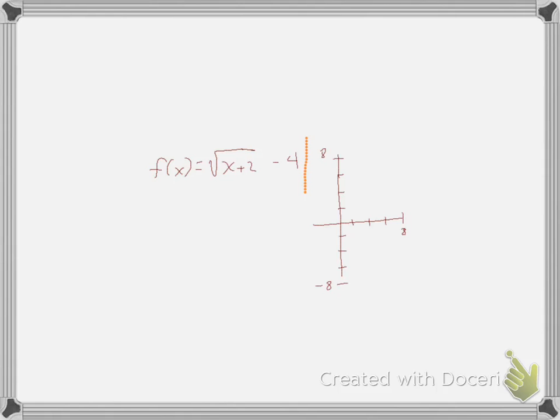So basically for domain, it might be good to check this out first and say, oh, x plus 2. What's up with that? I need that to be positive. So I need x plus 2 to be positive, greater than or equal to 0. Now you know how to solve these. You remember?